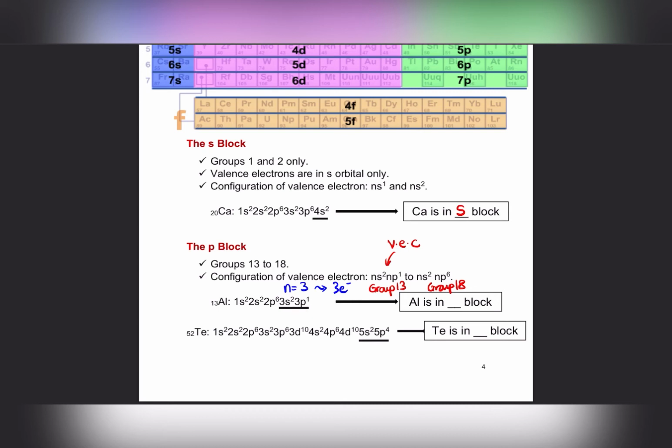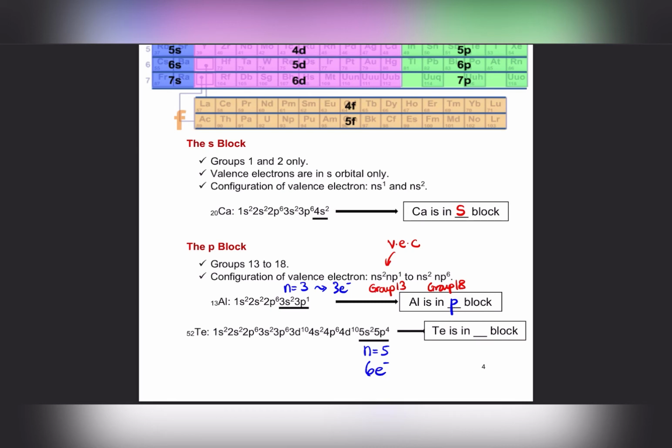So sebab itulah saya boleh conclude dekat sini aluminium dalam P block. And then same case with Te. So Te ini adalah electronic configuration dia. Tapi kita tahu the highest n value adalah n equals to 5, di mana dalam n equals to 5 kita ada elektron sebanyak 6 electrons.